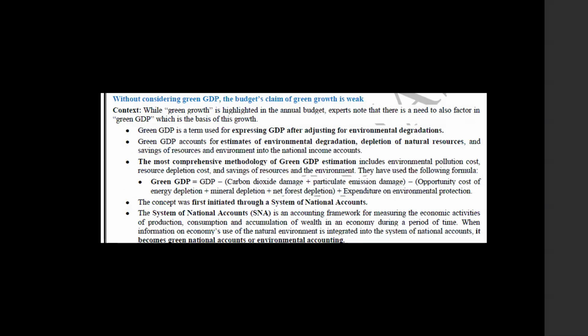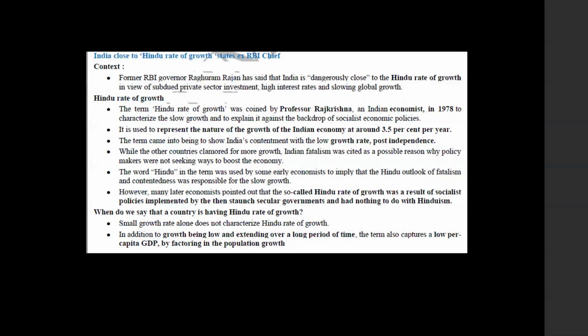Guys, green GDP. Green GDP is a term which is now used very often, particularly because of climate change. What is green GDP? Green GDP is GDP minus the climate damage done by global warming, minus the opportunity cost of energy depletion, mineral depletion, and net forest depletion, plus whatever expenditure we are doing on environment protection. That is called green GDP. An important concept; UPSC may ask about it sometimes.